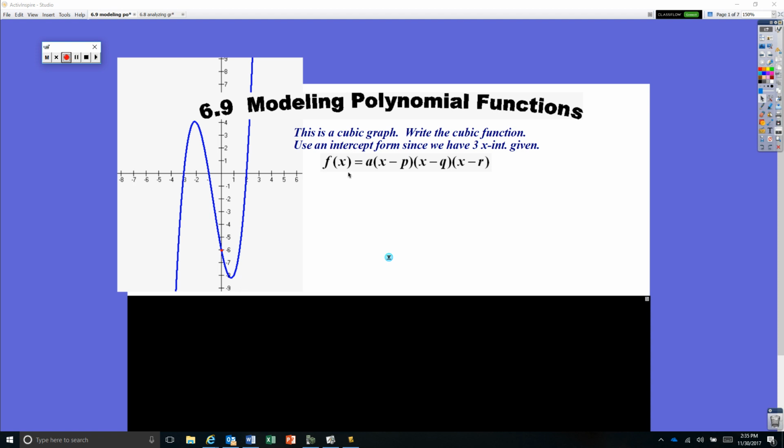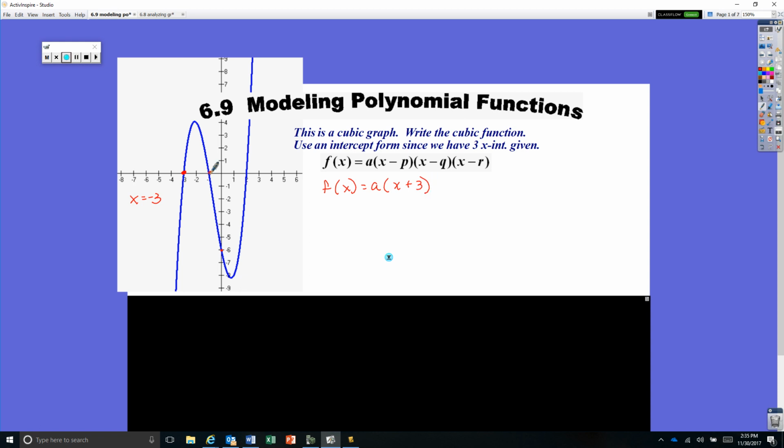So I wrote f of x equals a times x minus p, my first factor, x minus q, my next, and x minus r, my third. So first of all, we have a root right here at x equals negative 3. So I'm going to start my polynomial. F of x equals a. How do I go from a root of negative 3 back to the factor? That would be x plus 3.